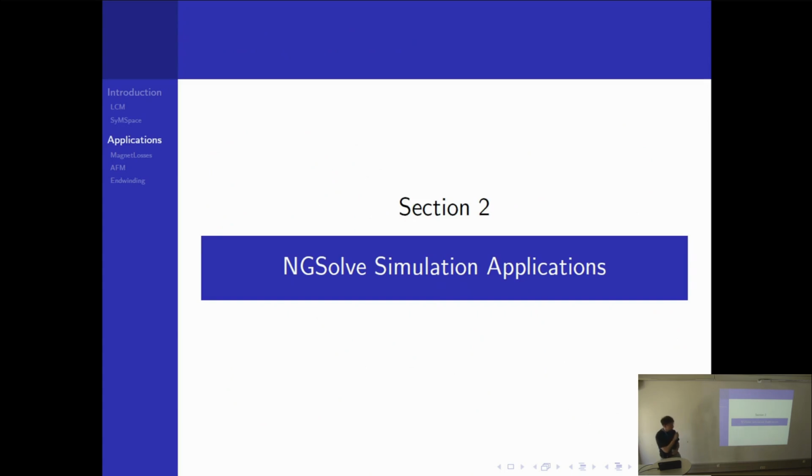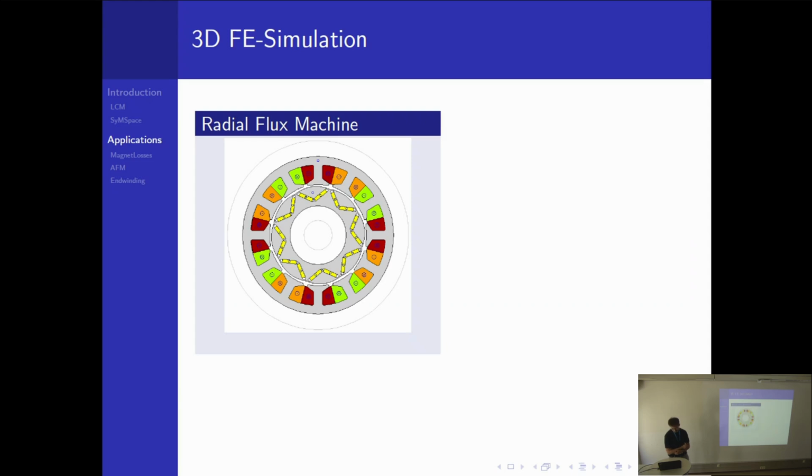Now I want to go into more detail about the applications for ngSolve. In general, most of the electrical machines we are developing or optimizing are radial flux machines, which means that most of the flux goes in the radial direction, so it's feasible to have a 2D simulation. As you see, the inner part here is the rotor, and the outer part is the stator. In between you have the air gap.